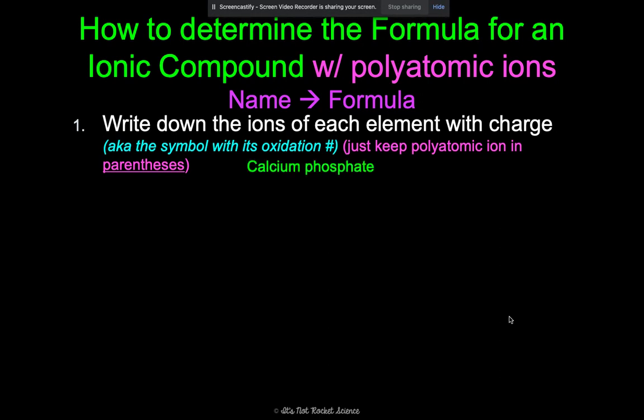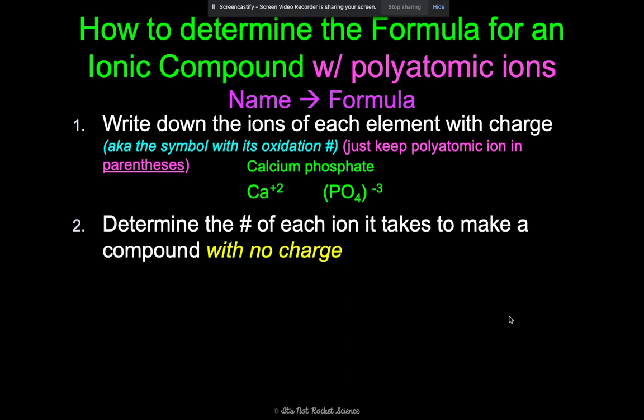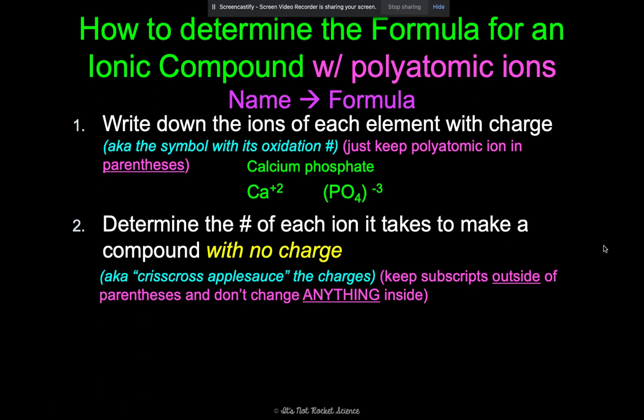You're not separating it. So for example, let's do calcium phosphate. So you got calcium with the +2 charge, and then you got phosphate, which is a -3 charge. You're still going to cross and drop those charges, but you're keeping this polyatomic ion in its parentheses. You're going to determine the number of each ion it takes to make a compound with no charge. So you're going to crisscross applesauce. You're going to keep the subscripts outside of those parentheses, and you're not going to change anything on the inside.